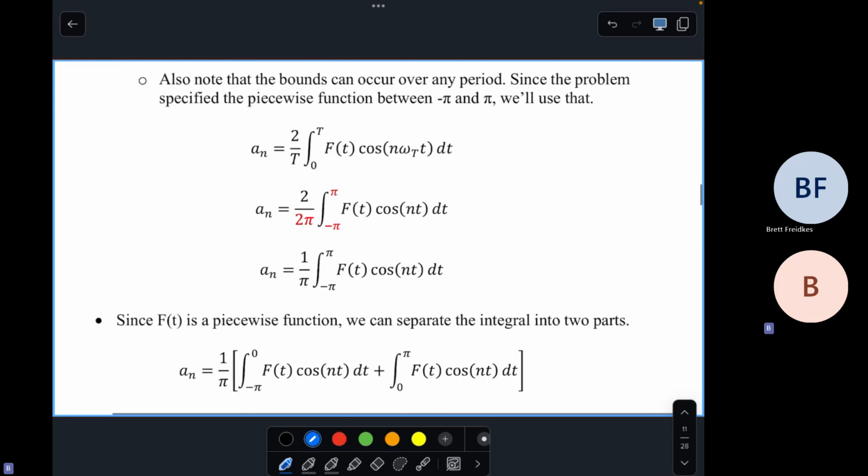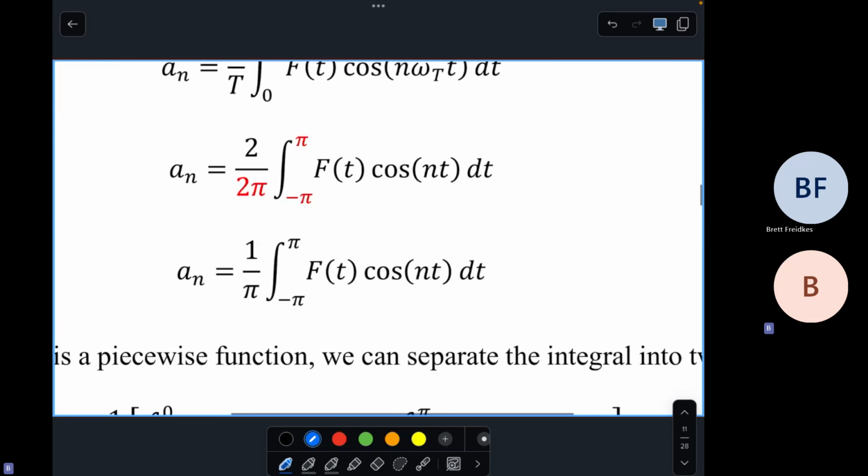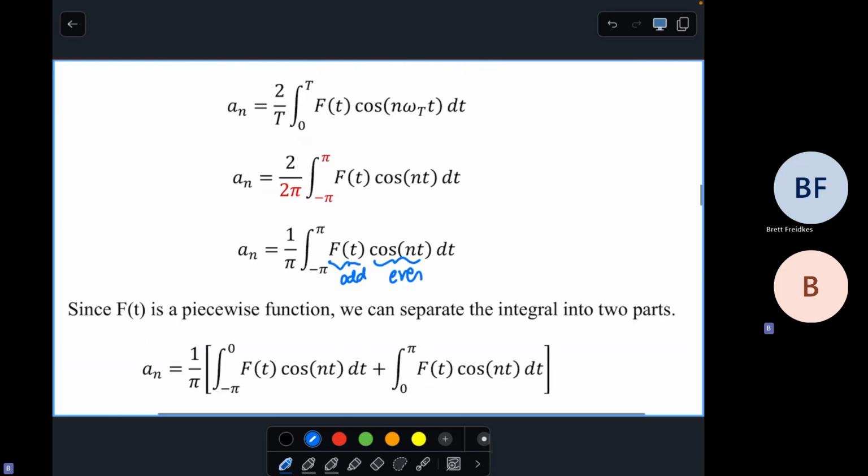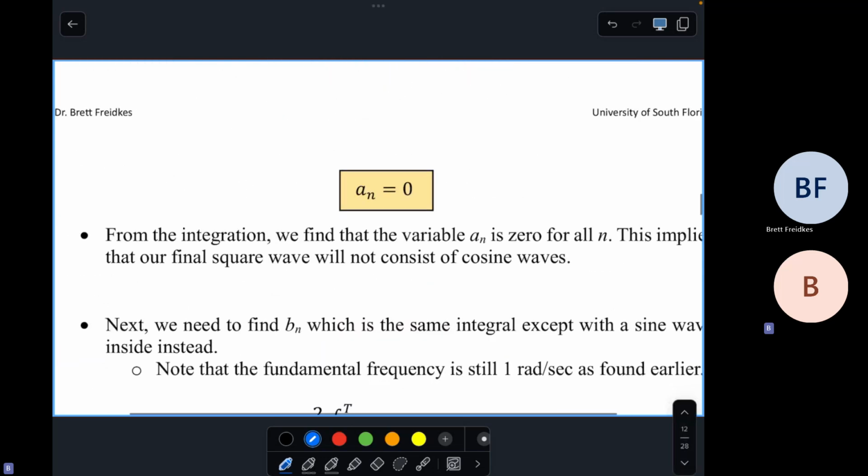So I go through this math here. f of t, we said, was odd. What's cosine? Even. So a sub n should end up being 0. I actually went through this integration here, but we end up getting 0. If you don't remember the rules, you could integrate. It'll just take you more time.